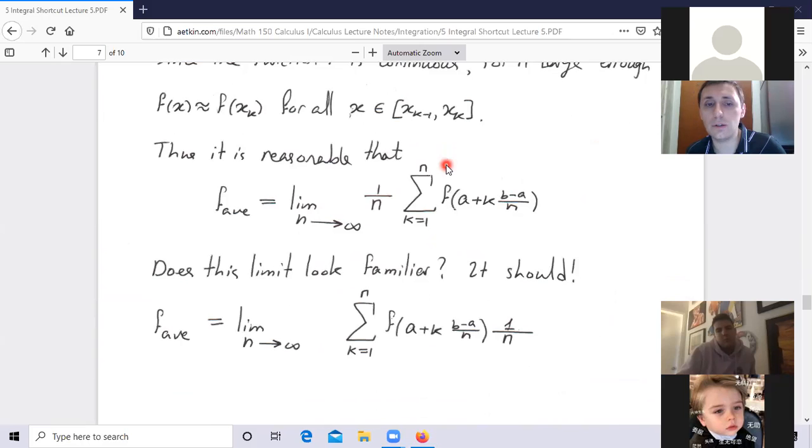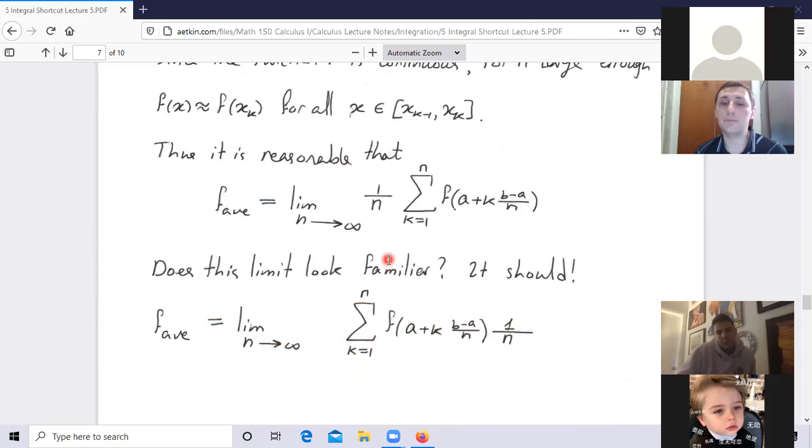So does this look familiar, guys? Look at it. I can push the 1 over n in here. So its limit as n goes to infinity, summation k from 1 to n, f of a plus k times b minus a over n, times 1 over n. Does this limit look familiar to you?